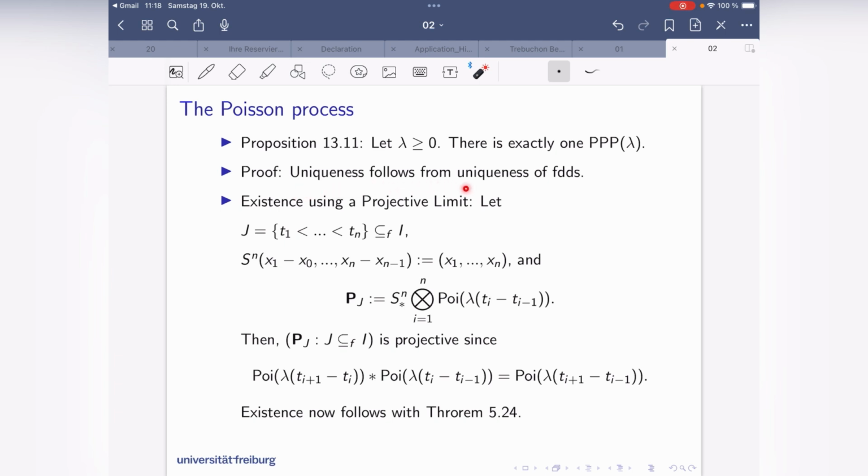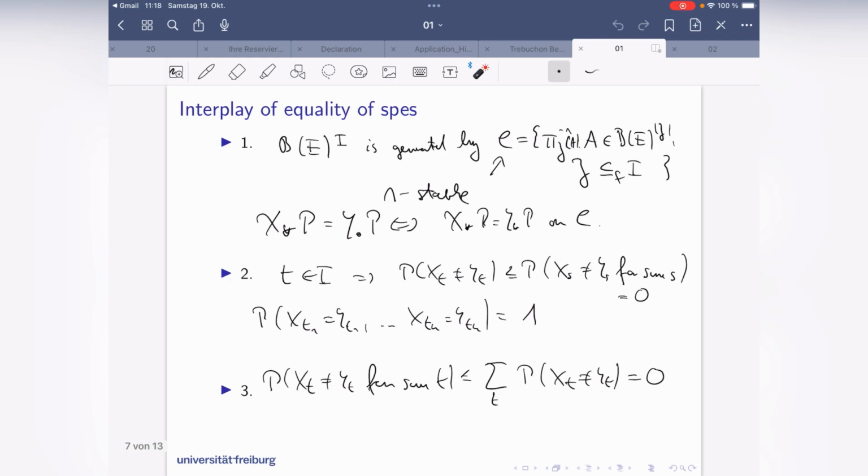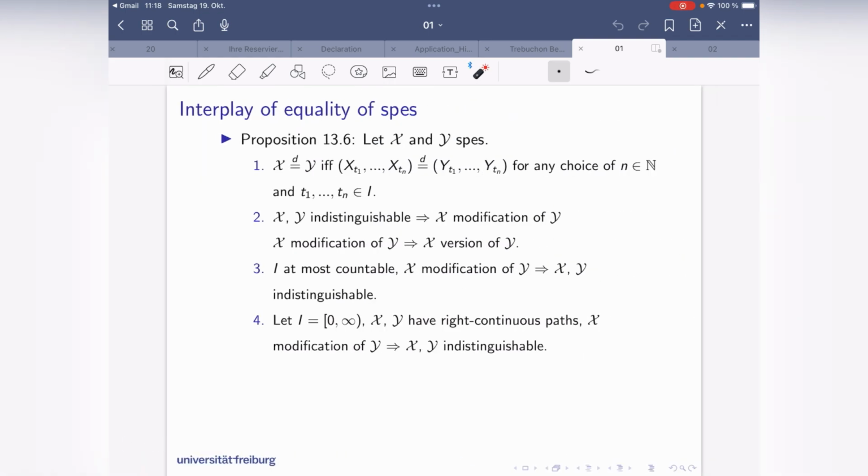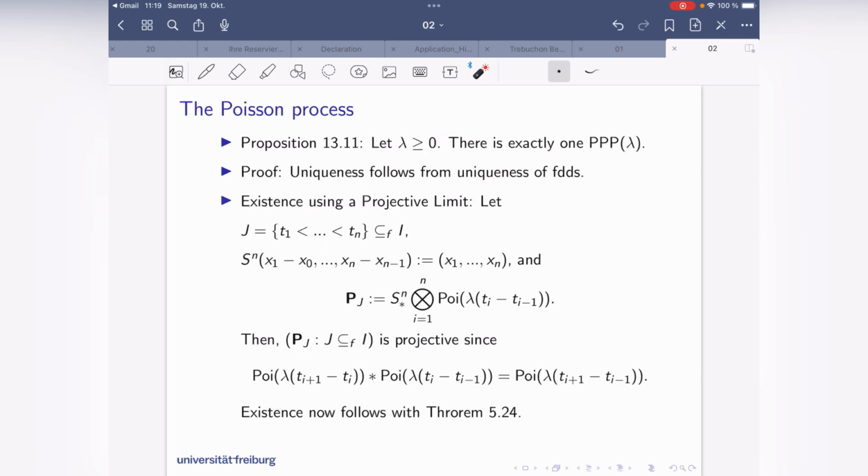Why is it unique? Well, it is unique because we uniquely determined the finite dimensional distributions, and as we discussed last time, X equals Y in distribution if they have the same finite dimensional distributions. So there we have uniqueness. And for existence, as we discussed also last time, we need a projective limit of things. So we need to define the finite dimensional distributions and see that they form a projective family.